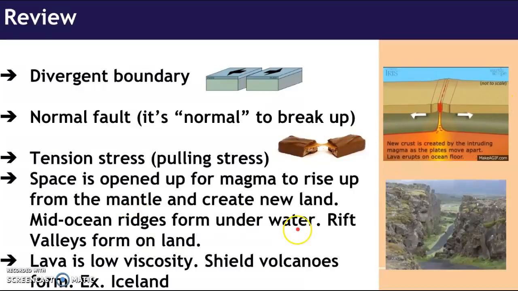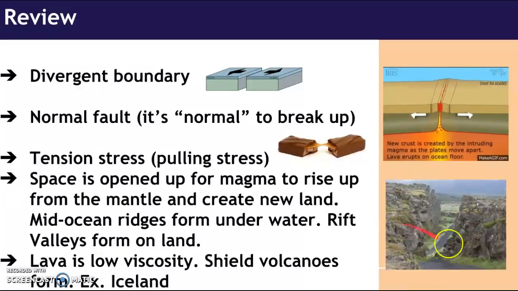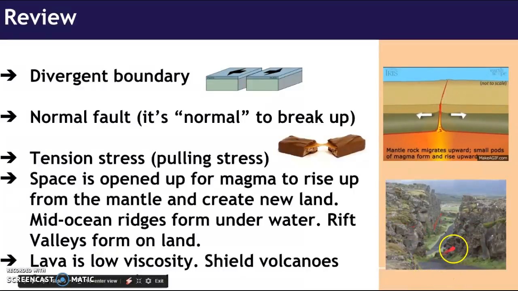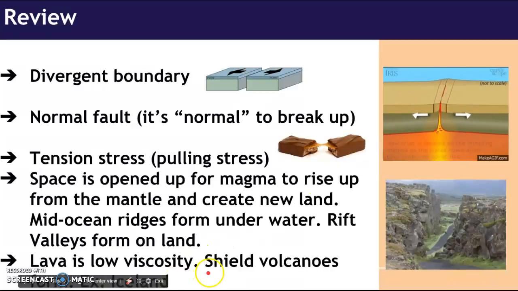You're going to see rift valleys forming there as well if you're on land. So if you're, let's say, in Iceland, and you were walking along, you would see something like this. Plates on either side, and a valley created where they're diverging. So because the magma is coming directly up, there's no subduction happening, it tends to be a lot lower viscosity. You tend to get shield volcanoes in places like Iceland.